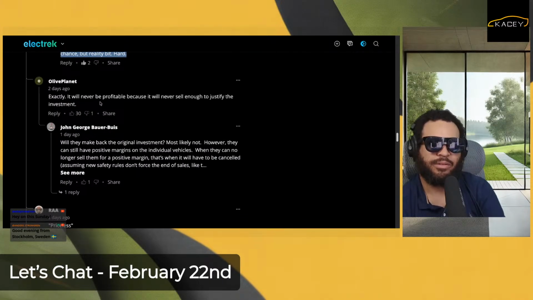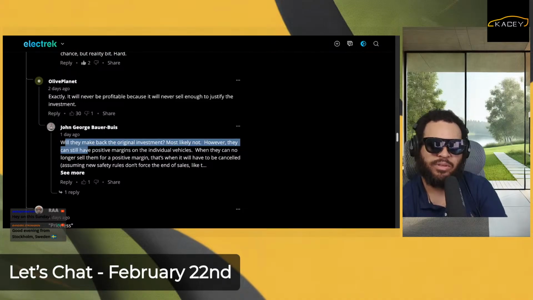Exactly, it will never be profitable because it will never sell enough to justify the investment. I would never say never to that. I would say that you might be right, but that's as close as I'd get to it. Will they make back the original investment? Most likely not. It depends on what they're attributing just to the truck.